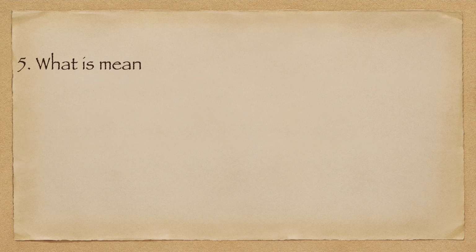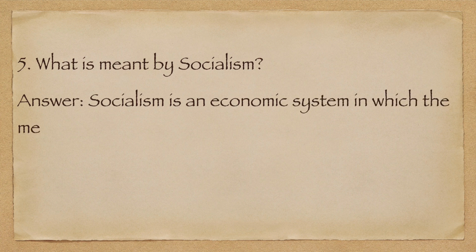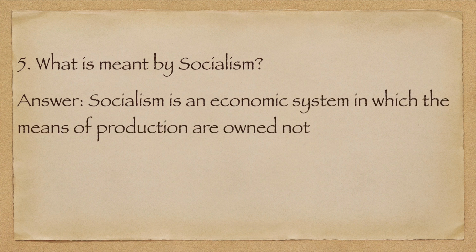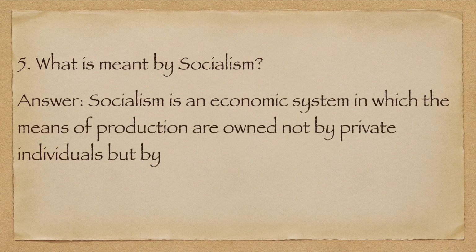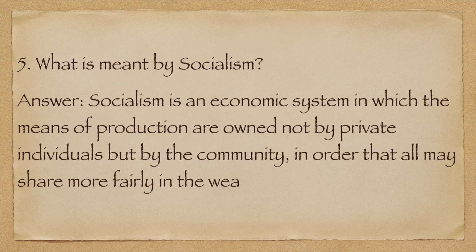5. What is meant by socialism? Answer. Socialism is an economic system in which the means of production are owned not by private individuals but by the community, in order that all may share more fairly in the wealth produced.